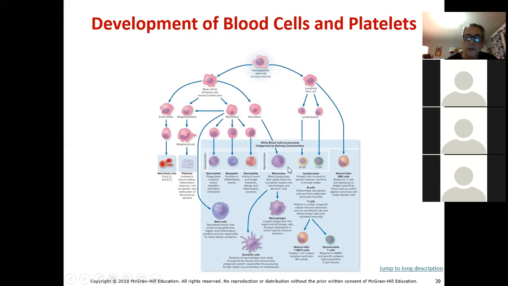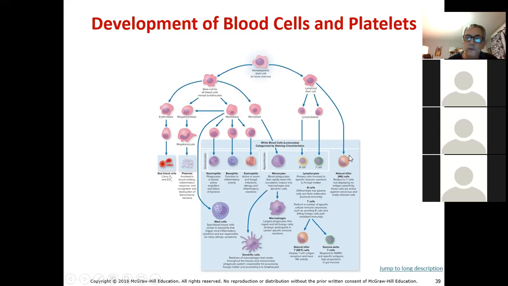The stem cell up here can become a monocyte, which then can become a macrophage or a very specialized macrophage, a dendritic cell, which plays an important role in adaptive immunity. Also, the hematopoietic stem cell can differentiate to a lymphoid. That lymphoid cell can then eventually become what are called our B and T cells, which are the cells involved in the memory response. T cells can also become what are called cytotoxic T cells and a specialized T cell here.